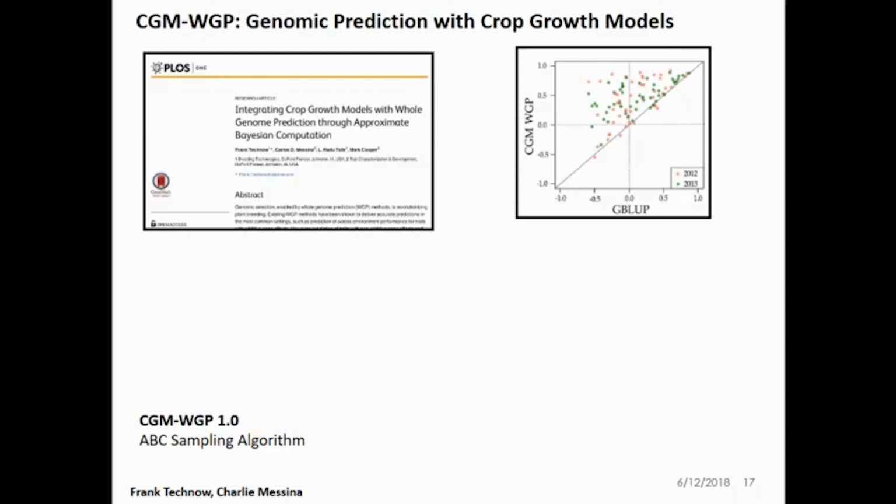So from there, we went through a series of proof of concept studies, and we wrote one of those up in a paper published in PLOS, where we took an artificial simulated scenario with a nonlinear relationship between canopy size and yield for two environments, and showed that if we tried a direct prediction to yield that had no mechanism for adjusting the effects of these QTL across different environments, whereas using the crop growth model as an intermediate with the whole genome prediction, we could do a better job of predicting yield.